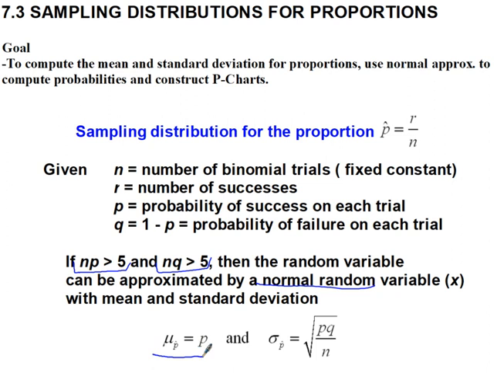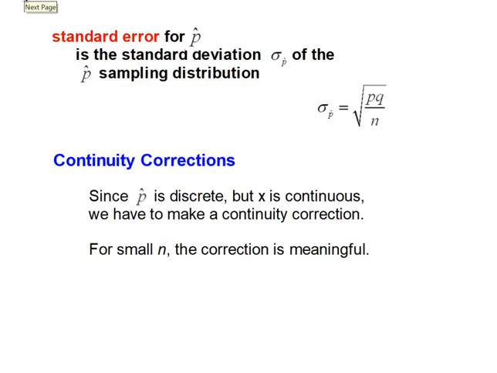The mu will be the population proportion, and the standard deviation is going to be a little bit different. It's going to be the probability of success times failure divided by the sample size, and then take the square root of that. Okay, so your standard error for p-hat is simply the standard deviation of p-hat, and we're going to have to make some sort of discrete to continuous correction just like we did before.